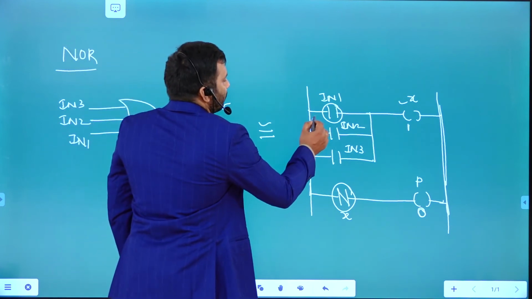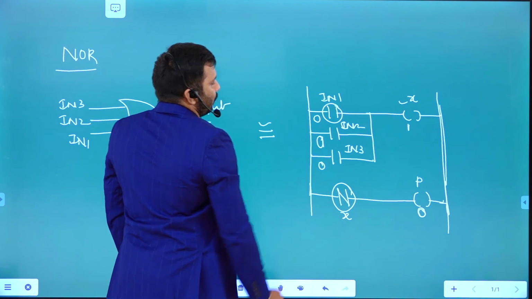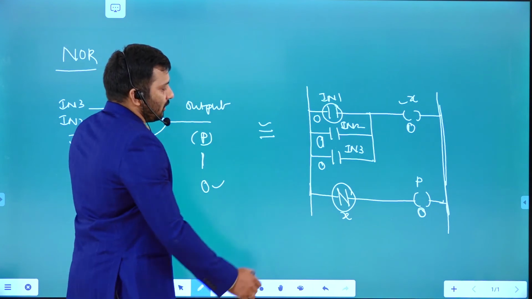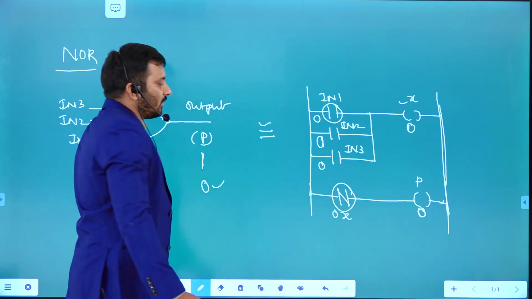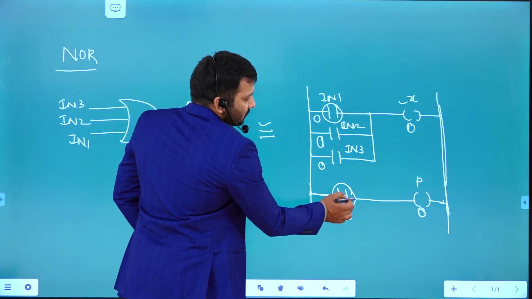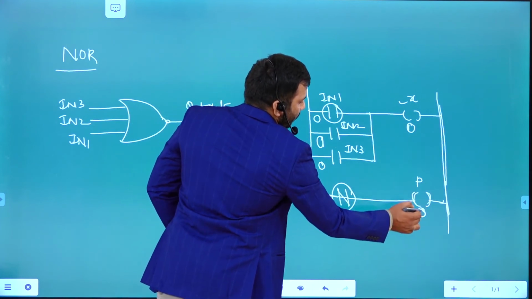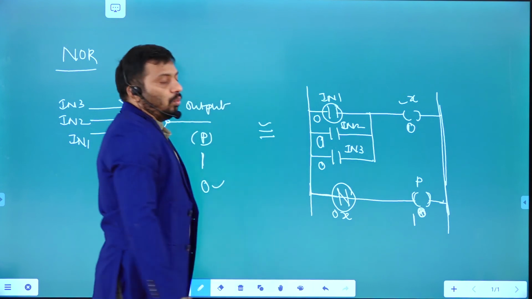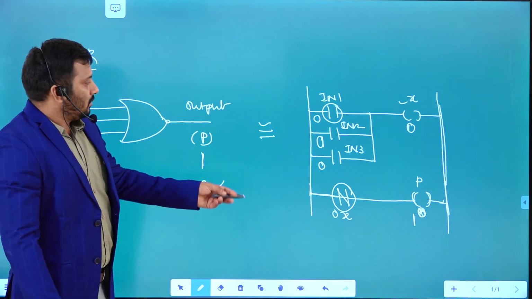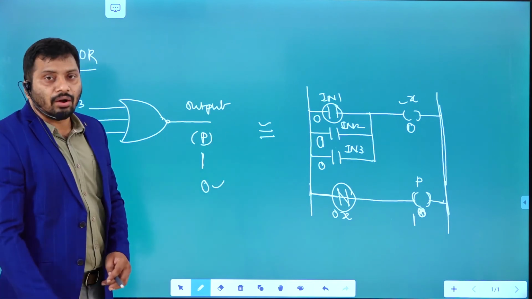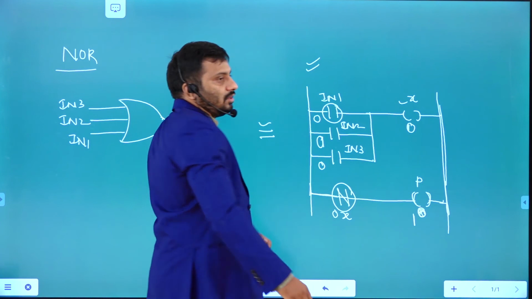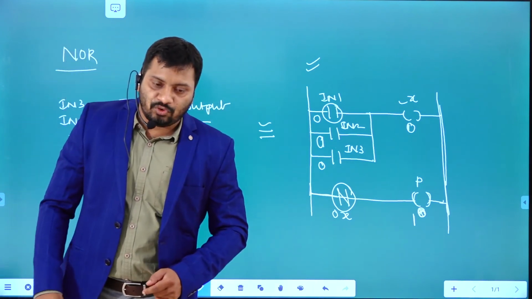For example, if all inputs are zeros, the 3 inputs are zeros, then what will happen? This output X is going to become 0. This is 0 means this normally closed contact is not going to be opened. That is the reason the line voltage will pass, and the output is going to become 1. So that is the way it is working as a NOR gate, NOR gate only, right? So this is the equivalent PLC logic rung for the NOR gate.